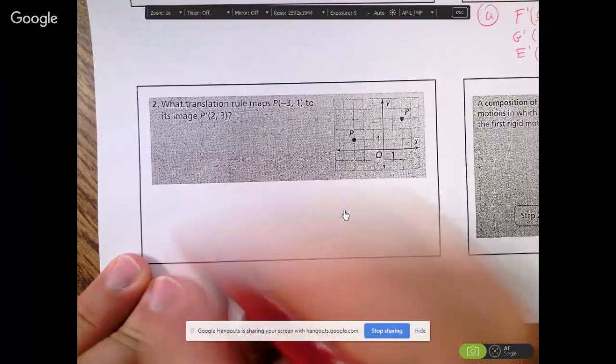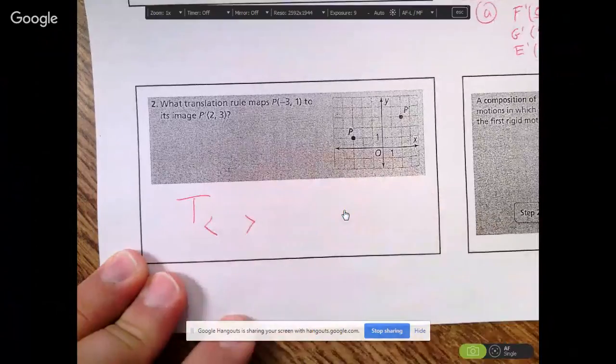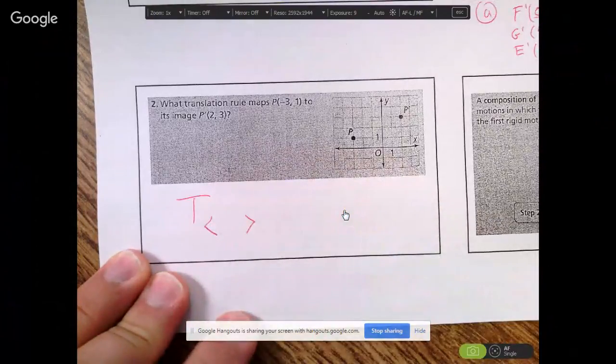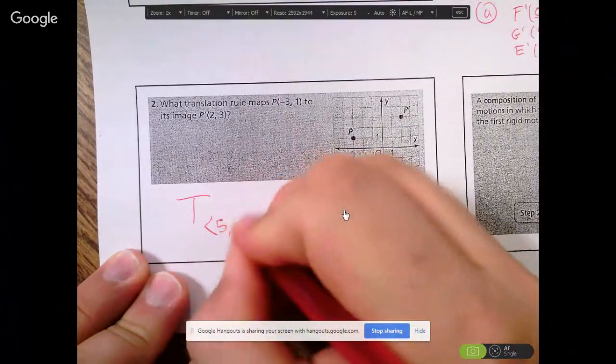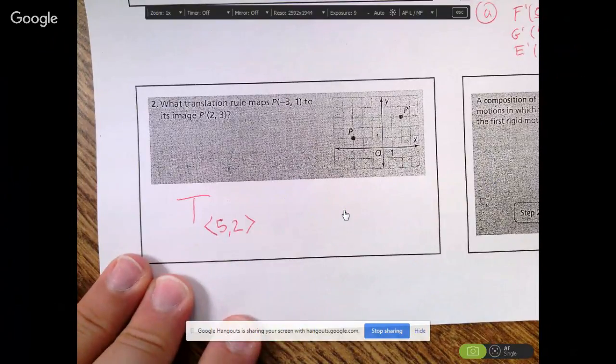So it's a translation of, okay, she says 5, 2. T means what? Translation. If I put an R there, that would mean what? Reflection. If I put a reflection 5, 2, you would go, you made a mistake, I don't know what that means. It would be reflection across the x-axis, reflection across y equals x, reflection across, and it would be a line.